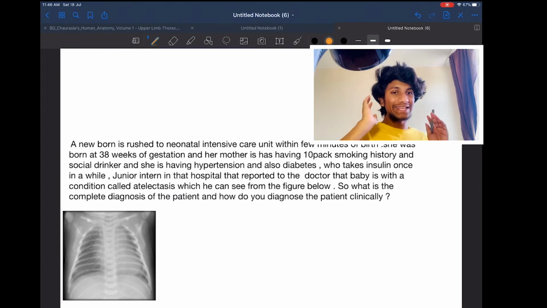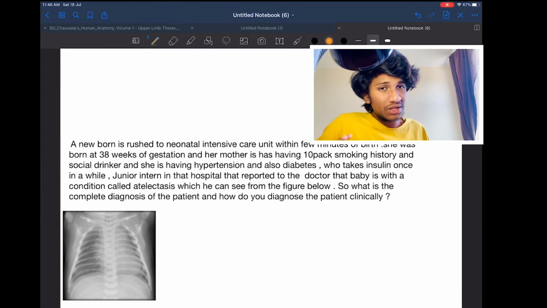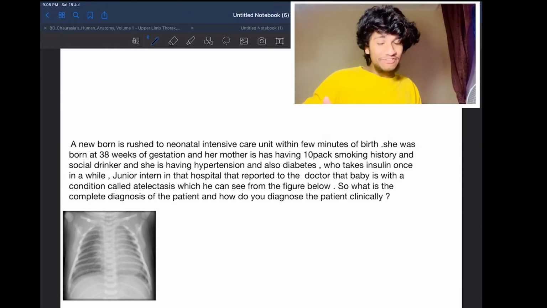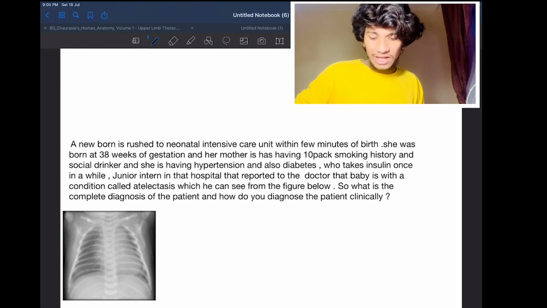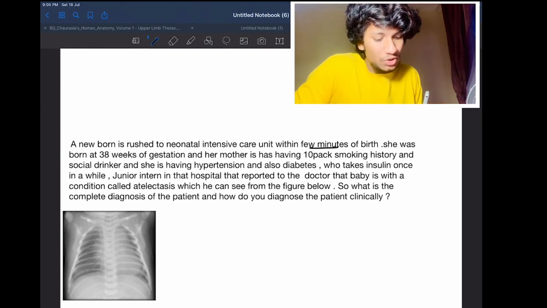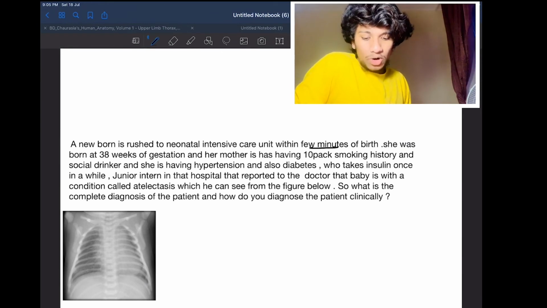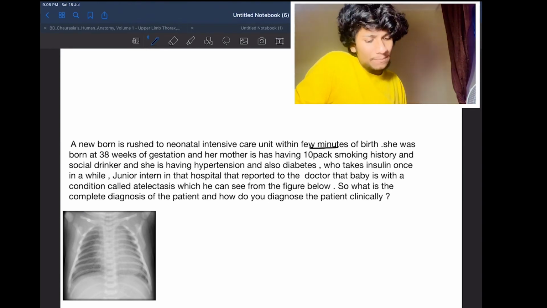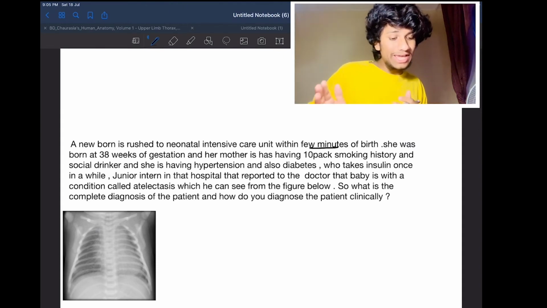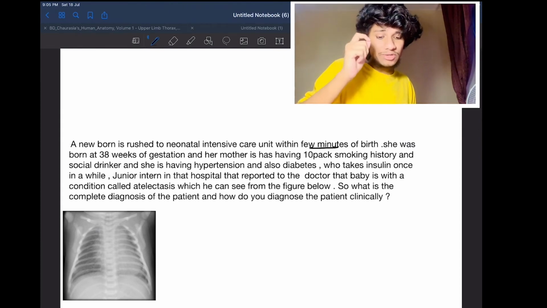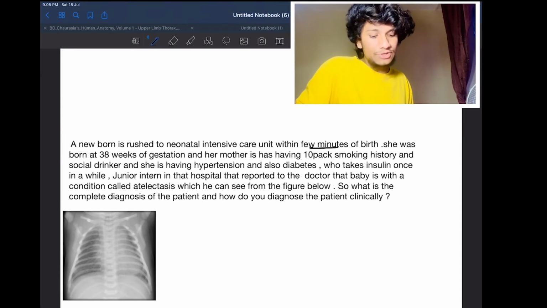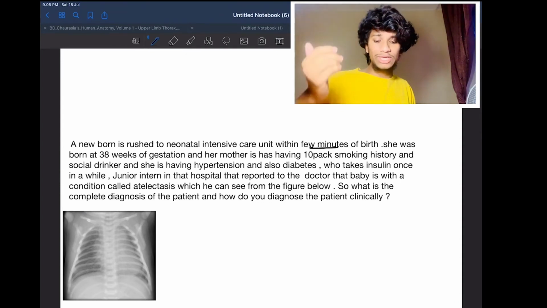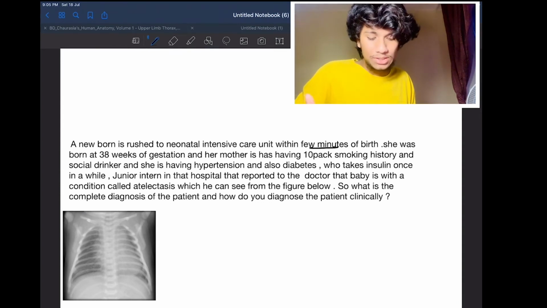And now let's go with the clinical correlation of surfactant. So hello guys, Drug to Medico is ready for the answer, and let's go for the question first. A newborn is rushed to the neonatal intensive care unit within a few minutes of birth. She was born at 38 weeks of gestation, and her mother has a 10-pack smoking history and is a social drinker too. She has hypertension and also diabetes, and takes insulin once in a while. The junior intern in that hospital reported to the doctor that the baby has a condition called atelectasis, which he can see from the figure below, and he wants the complete diagnosis from the doctor.